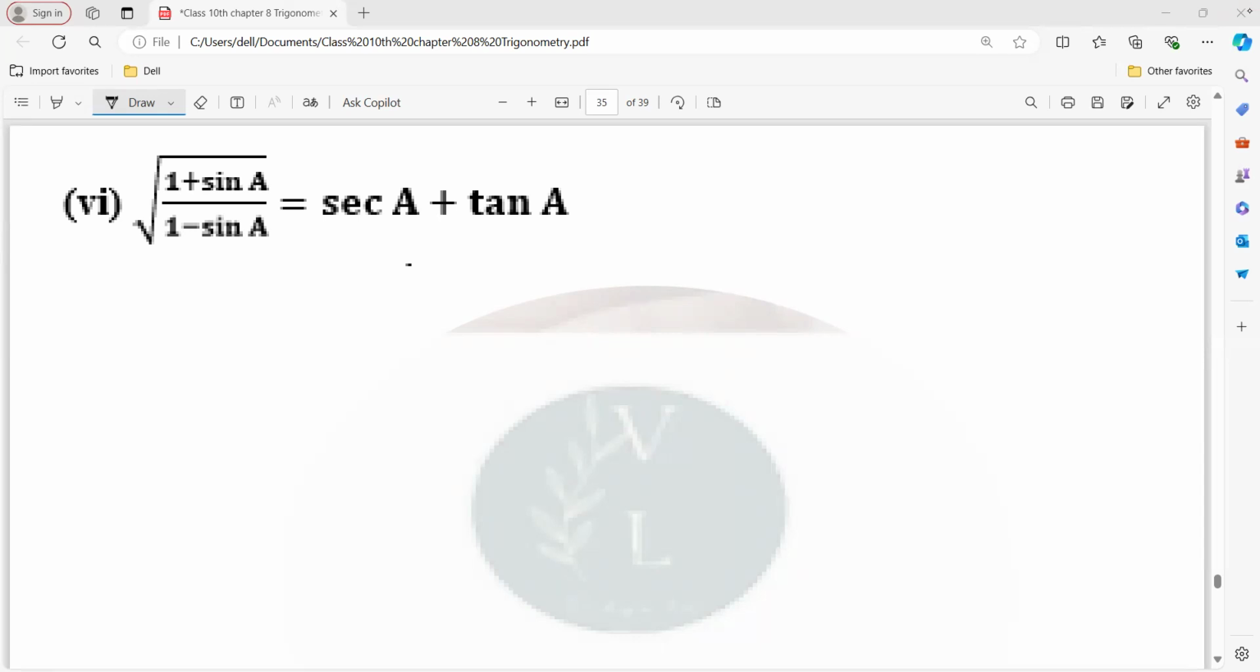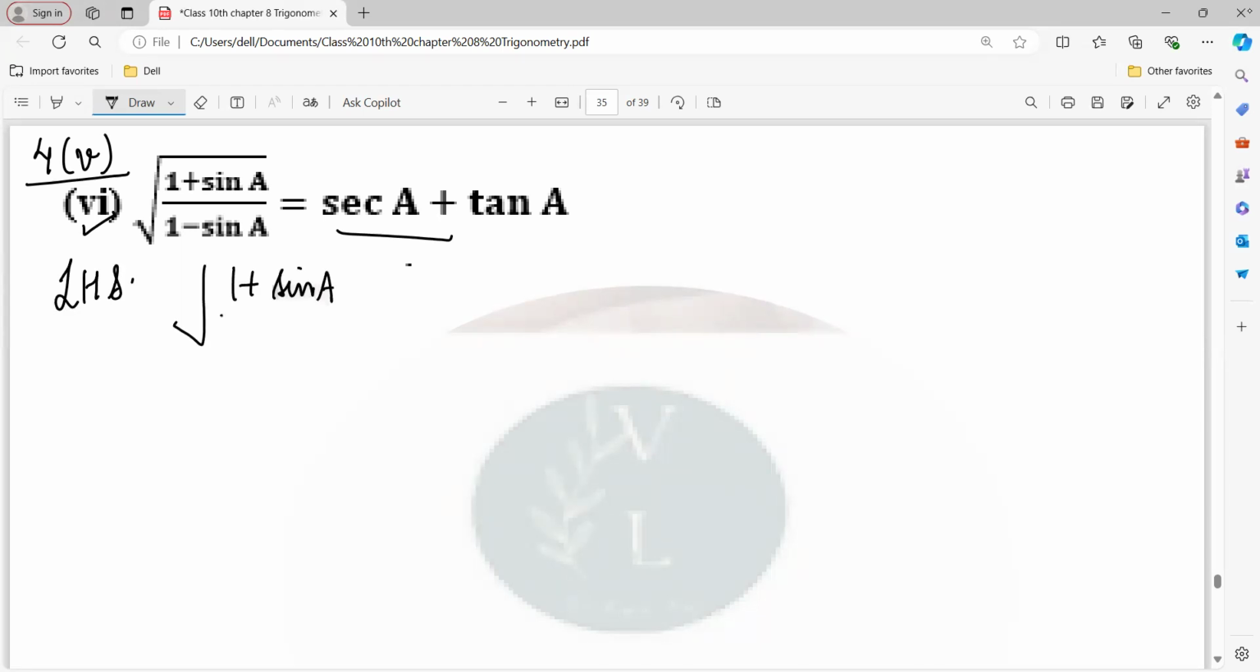In the last session, we have completed exercise 8.3, question number 4 till part 5th. Now, we are going to start part 6. In part 6, we have square root of (1 plus sine A) upon (1 minus sine A). We need to prove it equals secant A plus tan A. Let's again take the left hand side. In the left hand side, we have square root of (1 plus sine A) upon (1 minus sine A). Now we want the answer in terms of secant and tan. How are we going to do this?